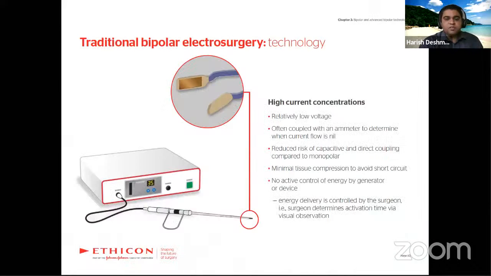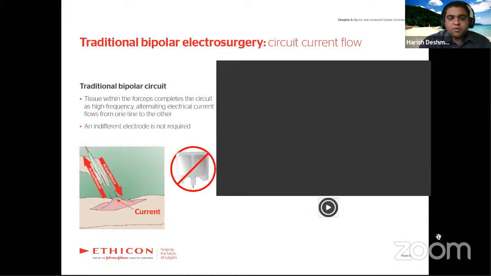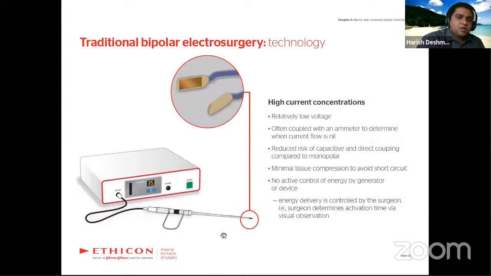Coming to the traditional bipolars, that is your traditional bipolar unit. This is a traditional monopolar unit. In bipolars, we don't require cautery pads. Only at the site of the surgery will we have the current concentration. We definitely have high current concentration in the case of bipolars. We have some kind of tissue compression. We will not say we have very good tissue compression, but we have some.